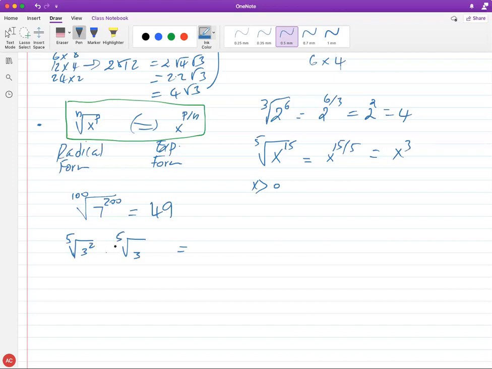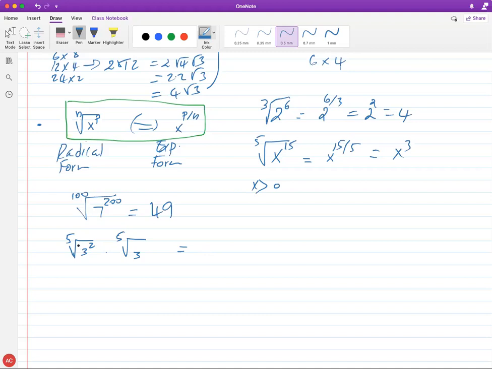So we want to multiply these, right? But again, we're not actually multiplying the radicals yet, but we're going to try to use the exponential forms. So we're going to turn both of these into exponent forms, and then apply the rules of exponents that we know to them. Okay, so let's use this to turn both of these radicals into some exponent expression.